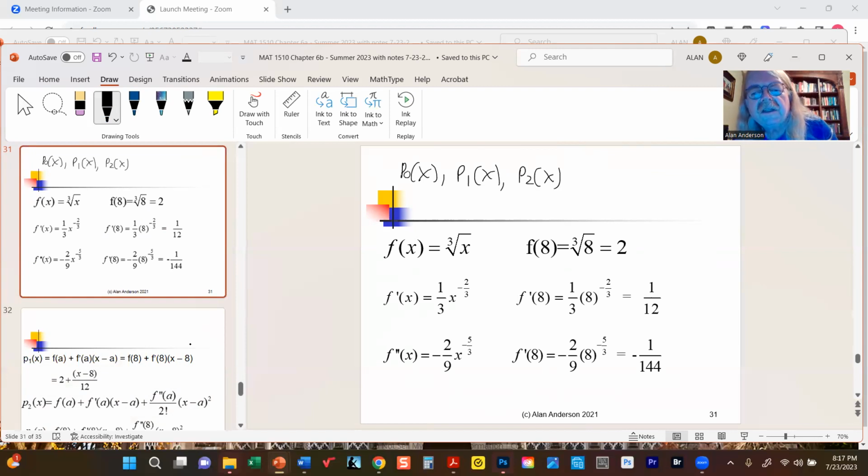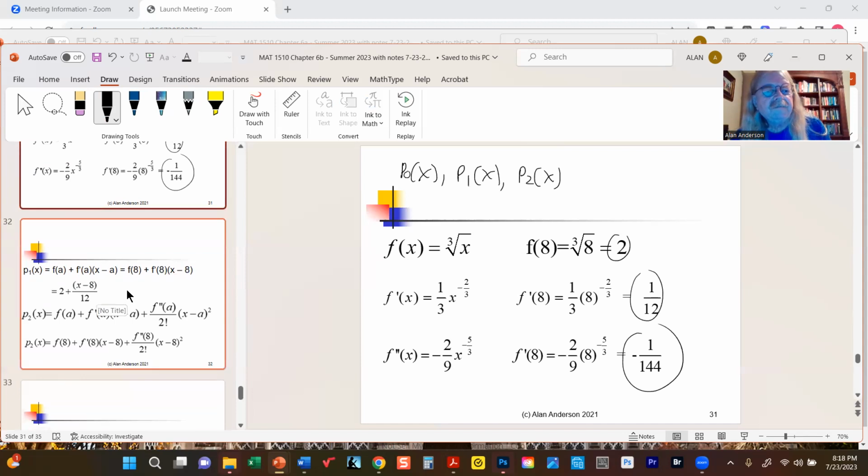And so the function is cube root of x. So the first derivative, as you can see, is 1/3 x to the minus 2/3 power. The second derivative is negative 2/9 x to the minus 5/3. When you evaluate all three of these at 8, you get 2, 1/12, and finally negative 1 over 144. So let's fill these in.